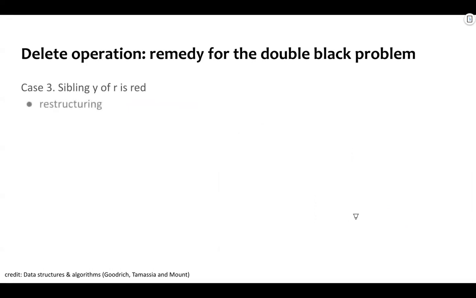And the third case is when sibling Y is red. In this case, we're going to do restructuring and recoloring. Y is black, X is red. Then case 1 or 2 reappears. And we can apply the rules for cases 1 and 2.